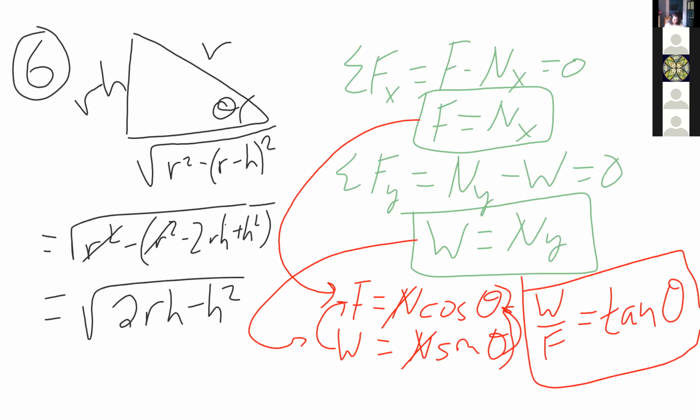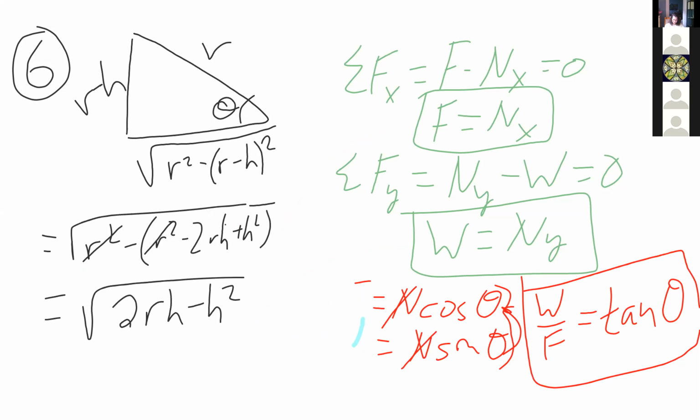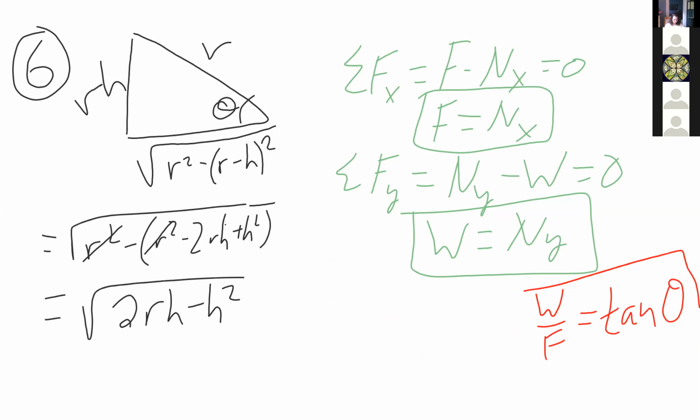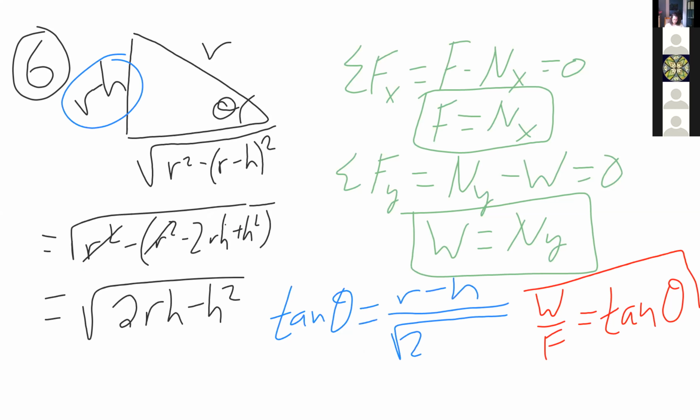And then finally, I can write down the tangent of theta. Tangent of theta is going to be the opposite over the adjacent. My opposite is r minus h. And my adjacent is the square root of 2rh minus h squared. And I know that this right here has to be equal to W over F, and then I can solve for F from there.